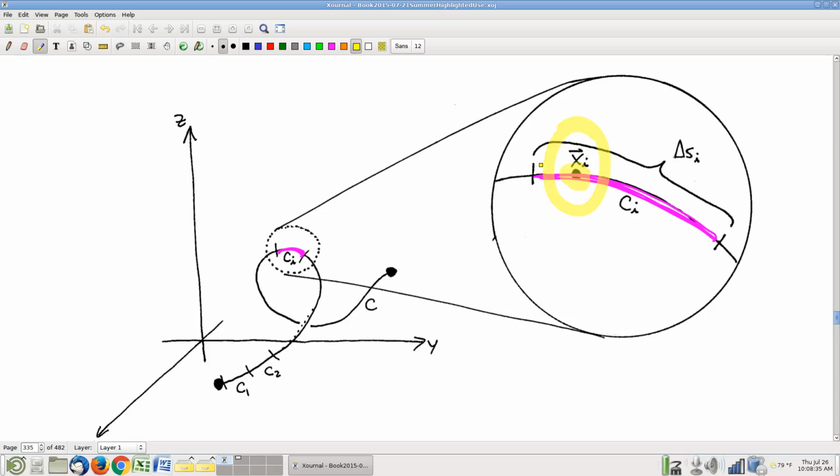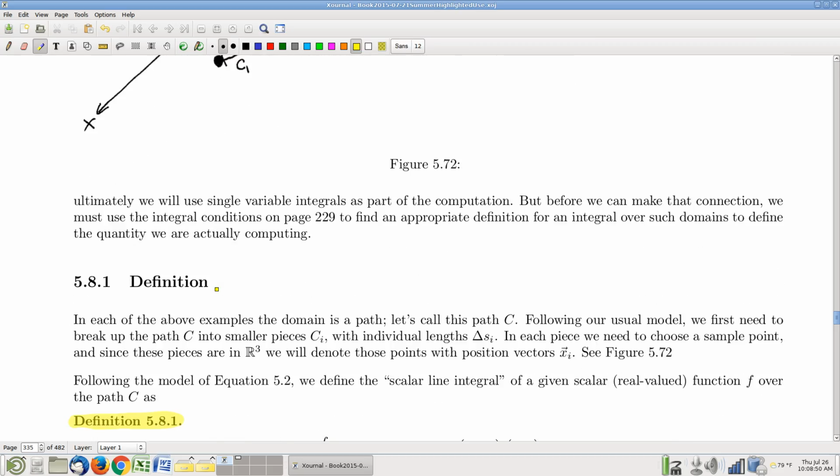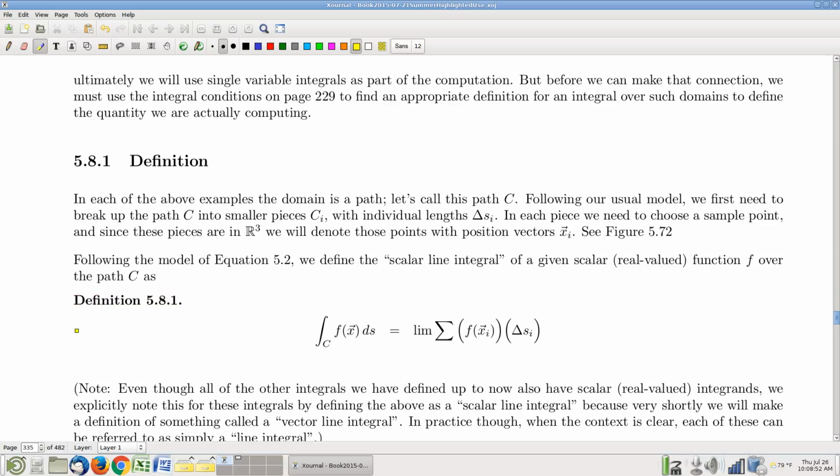Well, I'm going to have to talk about a sample point. I'm going to call it just xi. So some arbitrary point picked in that ith sliced up piece of curve. Okay, and with that in mind, here's how we're going to define a scalar line integral.